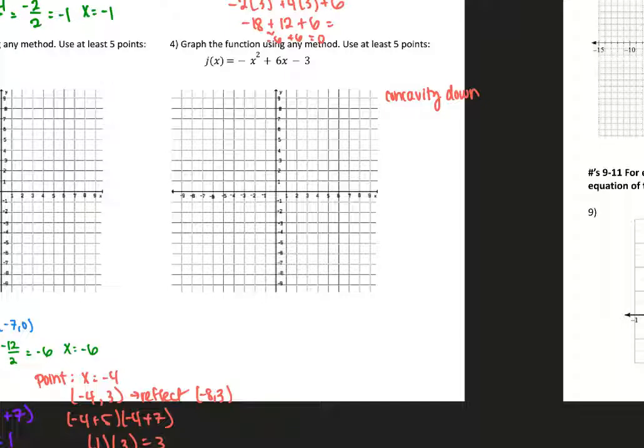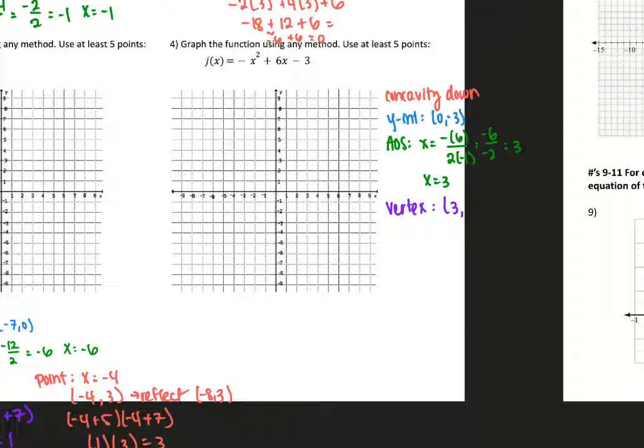Since it's in standard form, we can list our y-intercept. That's going to be (0, -3). We can calculate our axis of symmetry, which we're going to do with negative b over 2a. So negative 6 over 2 times -1. So that's negative 6 over negative 2, which is going to give me 3. So my axis of symmetry is x equals 3. And since I have that, I have half of my vertex.